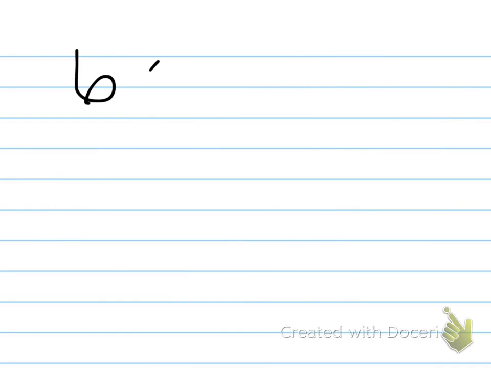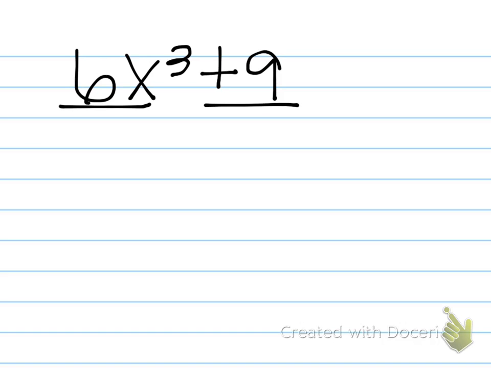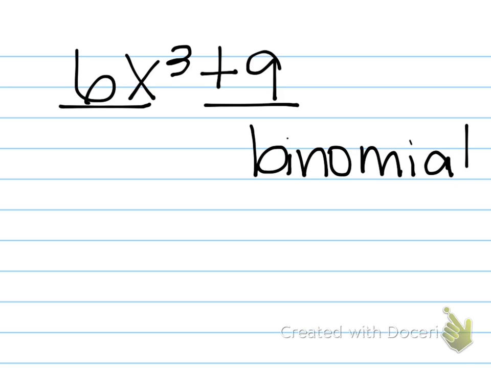So if I have 6x cubed plus 9, how many terms do I have? I have 2 terms, so just like a bicycle with 2 wheels, we know we have a binomial. And then we have to classify it based on its degree. Well, the highest degree is 3. So we look back at our chart and we know that this is cubic. It is a cubic binomial.